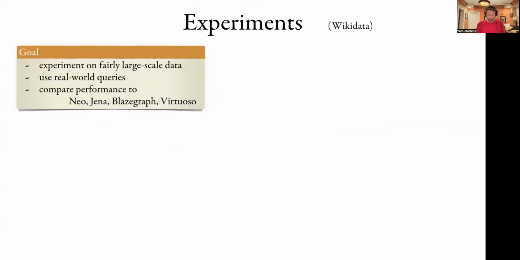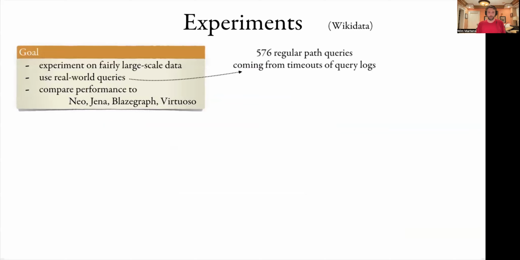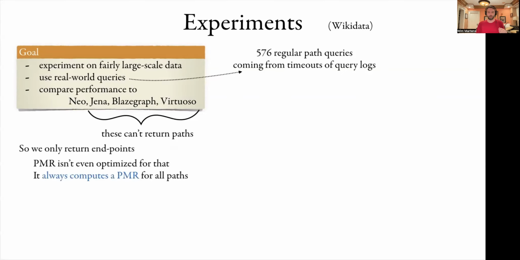Okay, we ran another experiment on larger data, because the Facebook data set is not so large. And this one was also with real world queries. So we took a bunch of regular path queries coming from timeout queries that we found in actual query logs. And we wanted to compare our performance to Neo, Jena, BlazeGraph, and Virtuoso. Now, notice that out of these candidates, only Neo actually supports a query language that can return paths. So in this experiment, we're actually not returning paths, but only pairs of endpoints of paths.